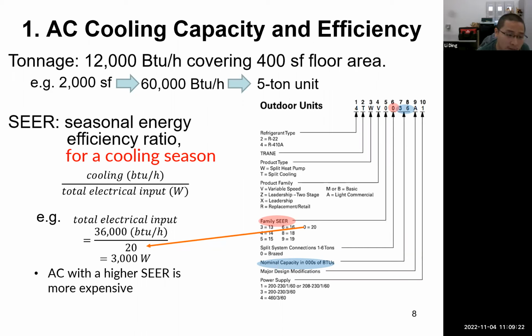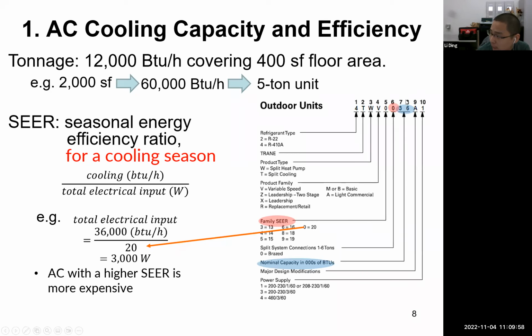Next is the SEER, which is related to the efficiency. It is the seasonal energy efficiency ratio for a cooling season, so the total cooling divided by the total electrical input. On the right side, you can see the outdoor unit, and we can find the information here. Number 6, 0 is the SEER. Here, 0 means SEER equals 20.